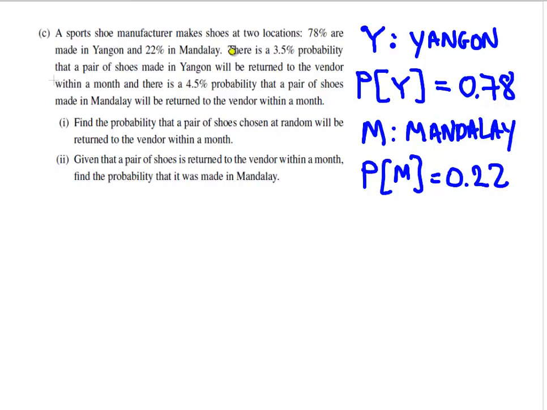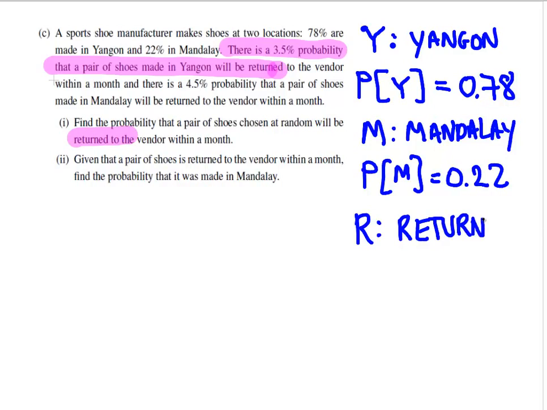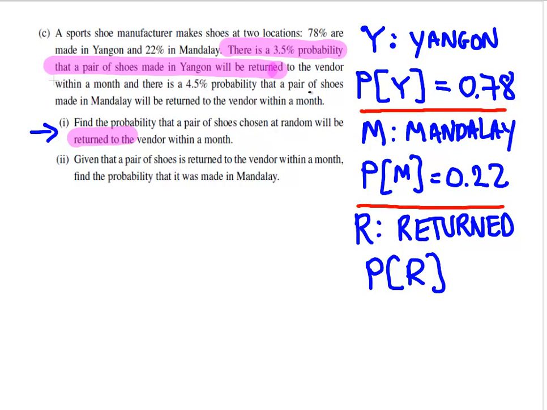Now this bit is where things get more interesting. There's a 3.5% probability that a pair of shoes made in Yangon will be returned. First off, we're also interested in general about the probability of return. So we're going to name this event R, a shoe is returned. And this question asks us to find the probability of R.